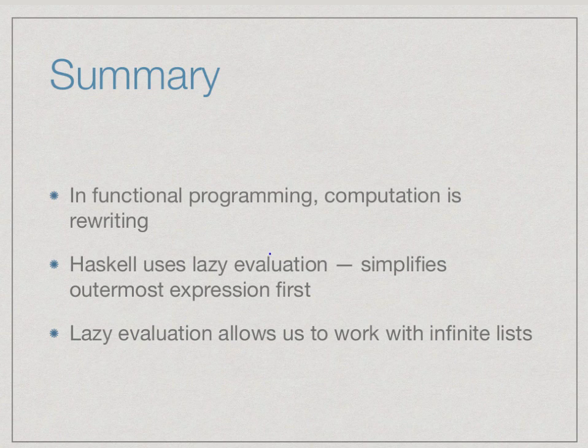To summarize, the process of computation in a functional programming language is rewriting or reduction, and this applies rules from left to right to reduce expressions using the definitions which are either built into the language or provided by the user. This allows multiple orders of reduction: different sub-expressions in the same expression may be available for reduction. So Haskell uses what is called lazy evaluation. It simplifies the outermost expression first. And one of the consequences of lazy evaluation is that we can now work with infinite lists in Haskell.